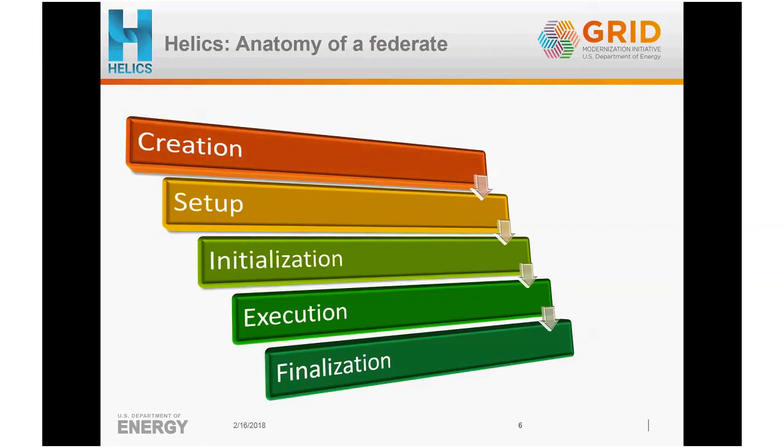What this looks like as far as the life cycle of a federate when you're actually working on it in code and setting it up: you start with creation. You're actually building the federate. You set up the different interfaces to it. You initialize the federate. Then you move to execution and finally go through finalization. And what we're going to do in the next couple of minutes is walk through a few things of what that looks like in a very simple example.